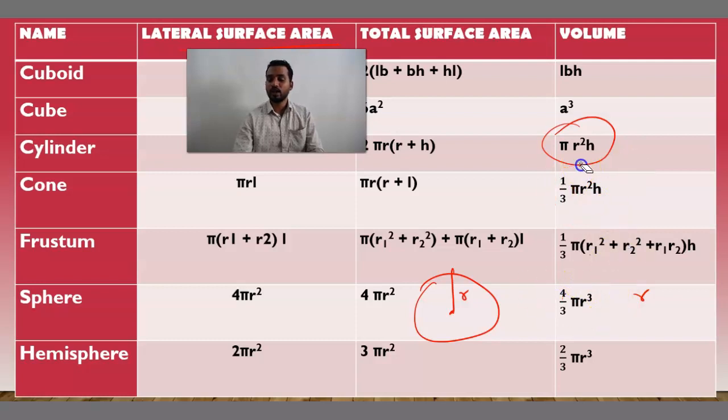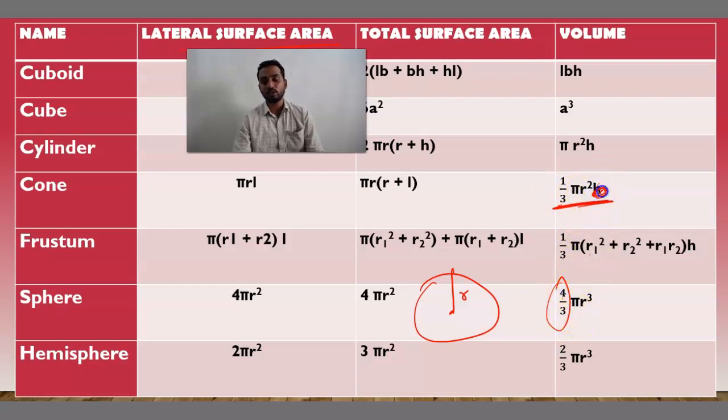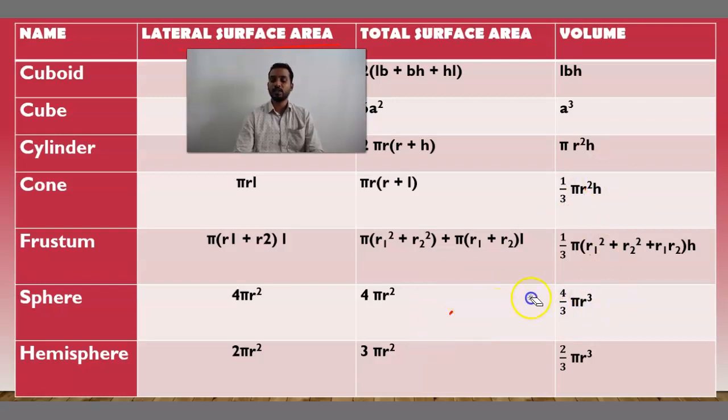So what happens? 4 by 3 pi. Can you see a 1 by 3 pi r square h is there? No. For this, what are we going to write? 4 by 3 pi as it is, r square. This h is also considered as r. So what happens? R square into r becomes r cube. So it becomes 4 by 3 pi r cube.